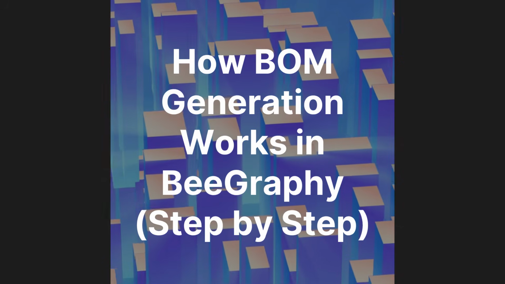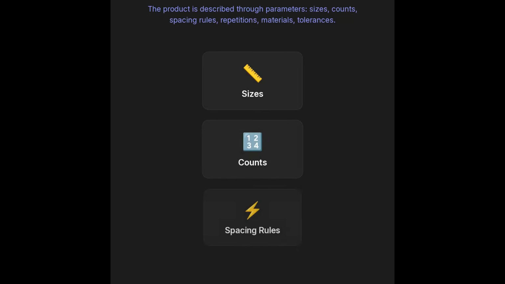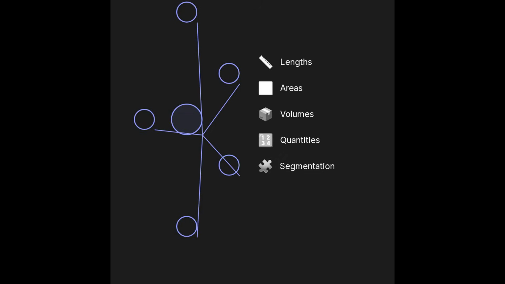How BOM generation works in BeeGraphy. Step 1. Define the parametric logic. The product is described through parameters: sizes, counts, spacing rules, repetitions, materials, tolerances. Step 2. Extract measurable attributes. From the parametric graph, BeeGraphy computes lengths, areas, volumes, quantities of repeating elements, segmentation, and modular breakdowns.